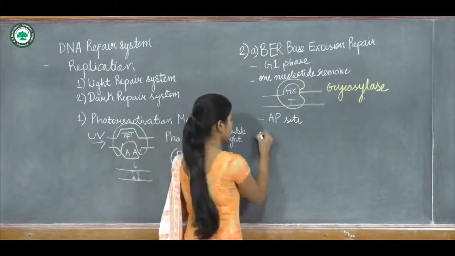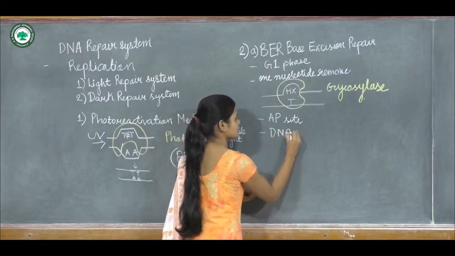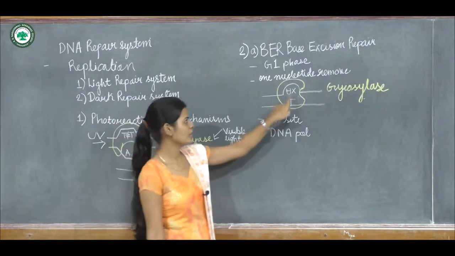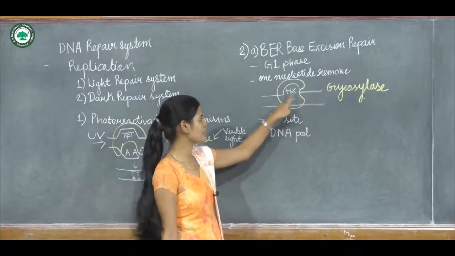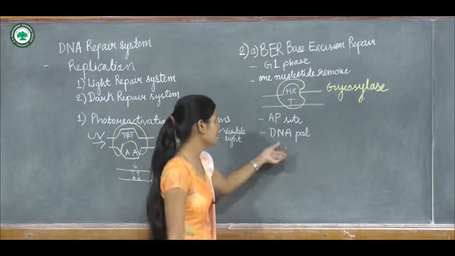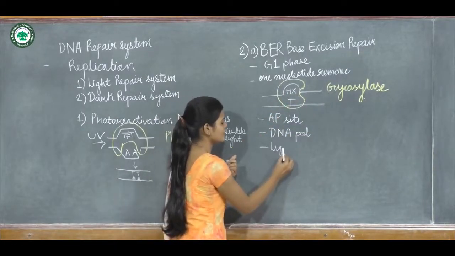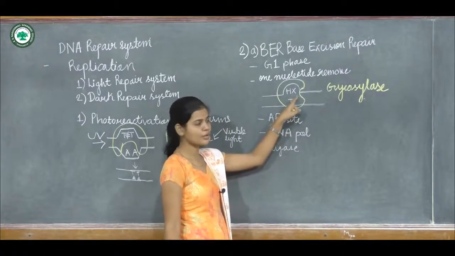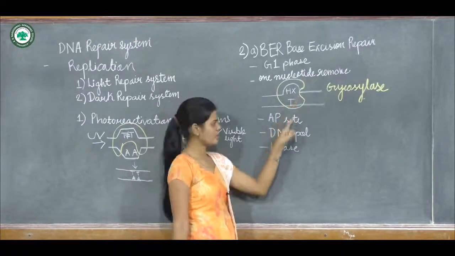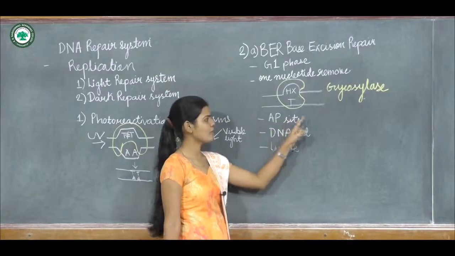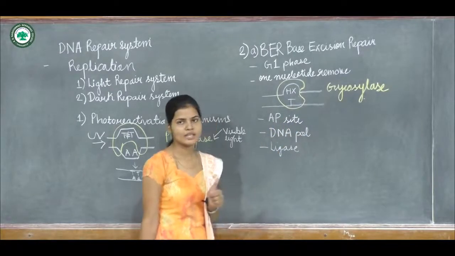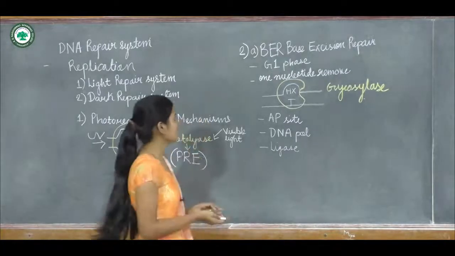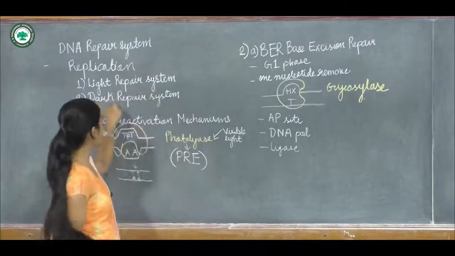Now what will happen? After this, DNA polymerase will come and it will fill the gap which is created by the glycosylase enzyme, and now ligase will seal the gap. With the help of this template, this DNA polymerase is going to synthesize the new nucleotide and fill the AP site, that is the apurinic or apyrimidinic site, and ligase will seal the gap. So this is base excision repair. Now it is a type of dark repair system.